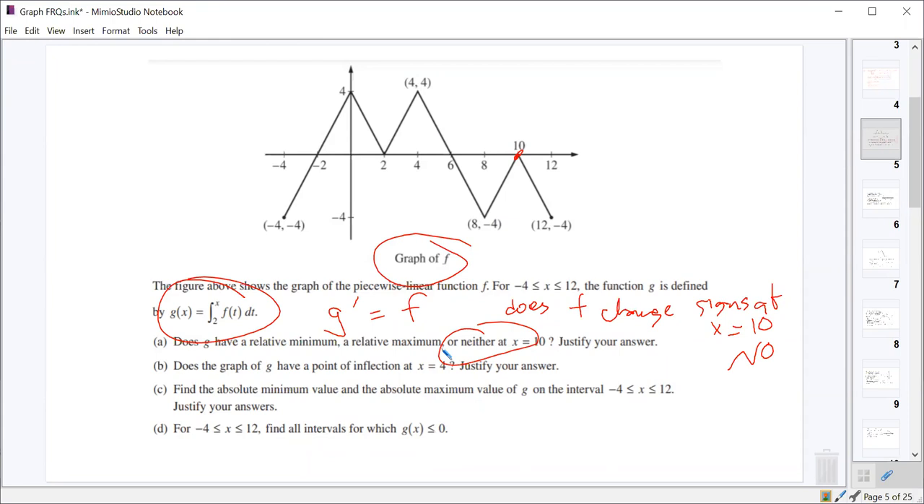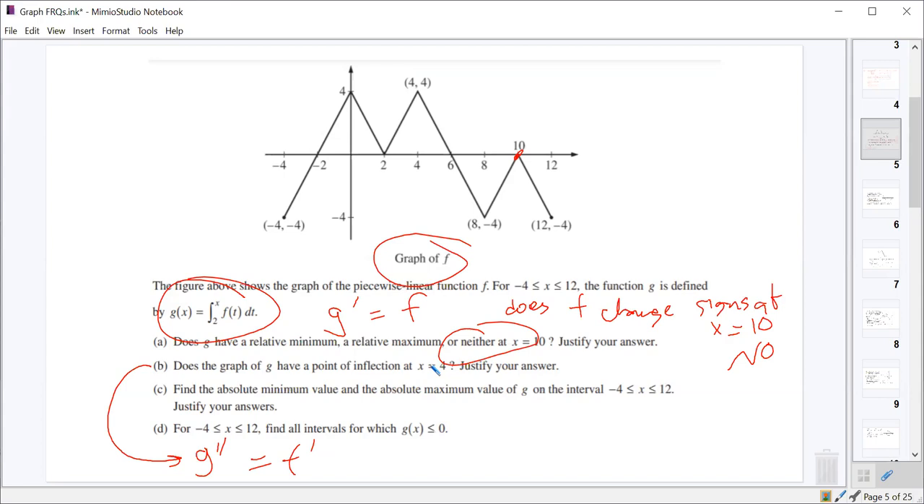Okay. Part B, does the graph of g have a point of inflection at x equals 4? So if we're looking for a point of inflection, what does that tell us about g? G double prime needs to be changing signs, not just equal to 0 or undefined, right, Tom? Yeah. We got to see if we're going to change signs at x equals 4 for g double prime. So we take a look at g double prime. Well, what's g double prime? It's the derivative of g prime, which is the derivative of f. So we're looking at f prime. Does f prime change signs at x equals 4?